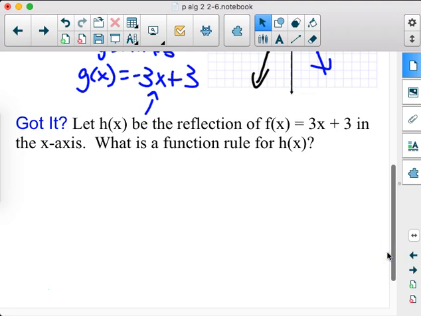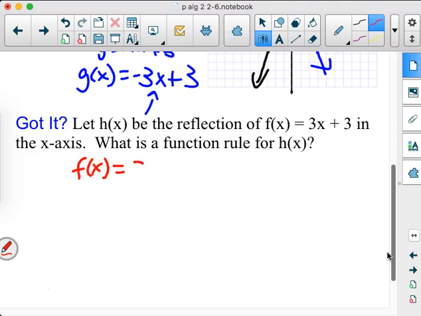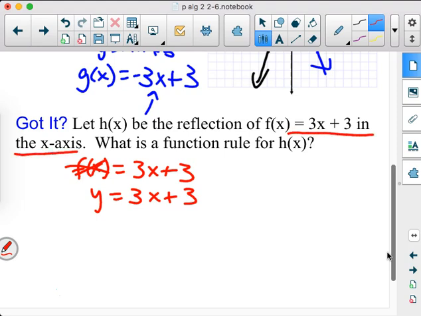Now, the got it says, and I'm going to go ahead and change colors one more time here and use that same axis that I had up there. Let h of x be the reflection of f of x equals 3x plus 3. Oh, well, I'm going to use y. And then it says, let it be a reflection in the x-axis. So if it's a reflection in the x-axis, that means I have to make the y negative.